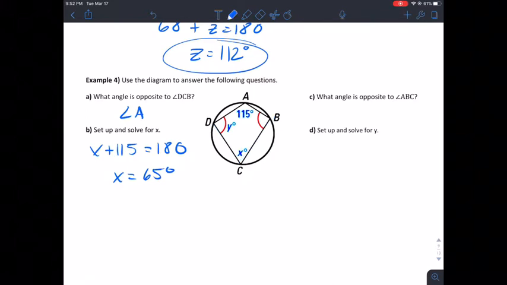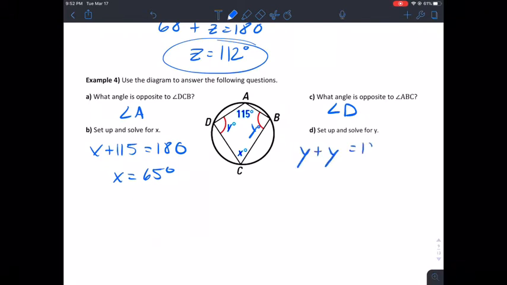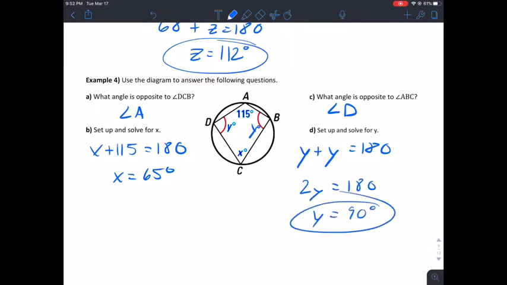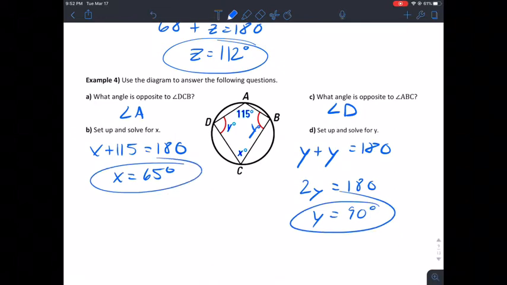Now it says, what angle is opposite angle ABC? If we look at angle ABC, the angle opposite is going to be angle D. Now they say set up and solve for y. In this case, they actually told us that these angles are congruent, so this is also going to be equal to y degrees. So we could say y plus y gives us 180. 2y equals 180, so y equals 90.